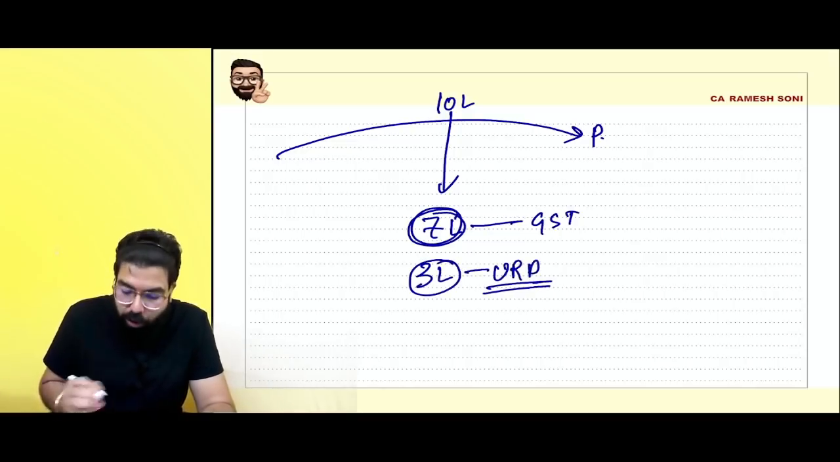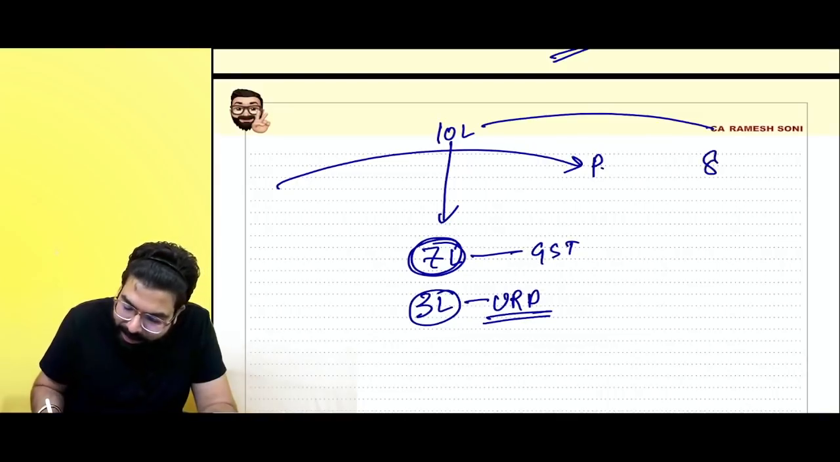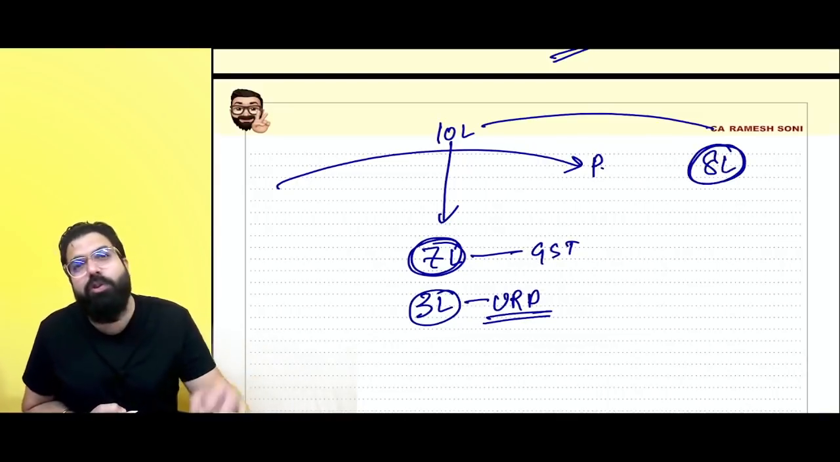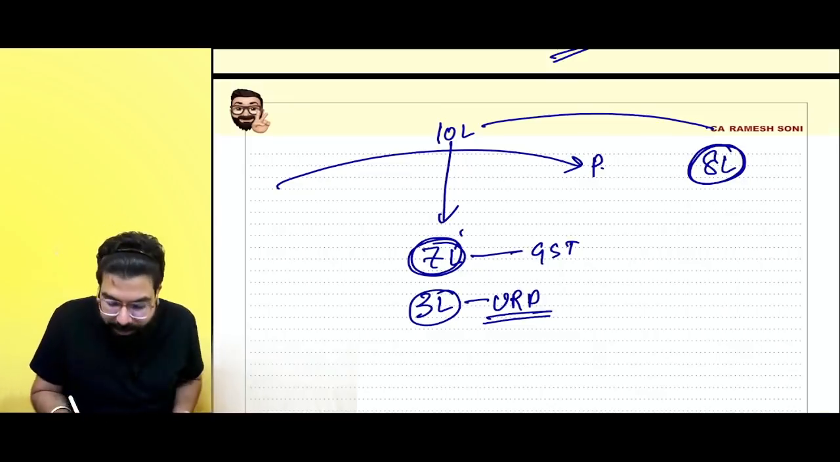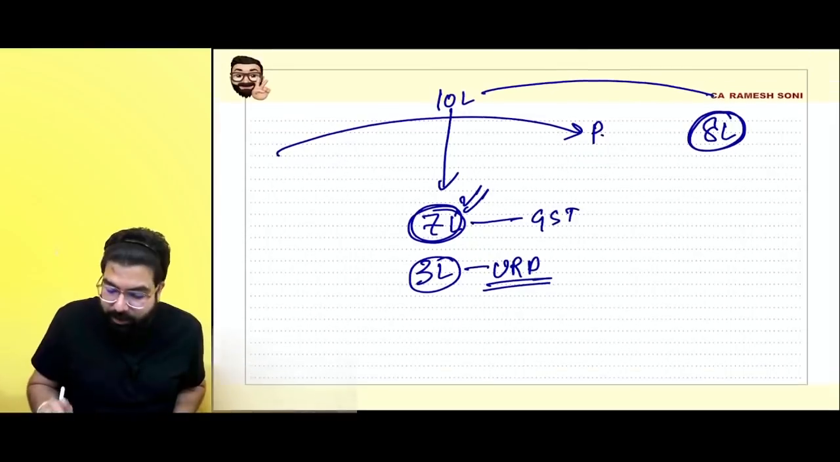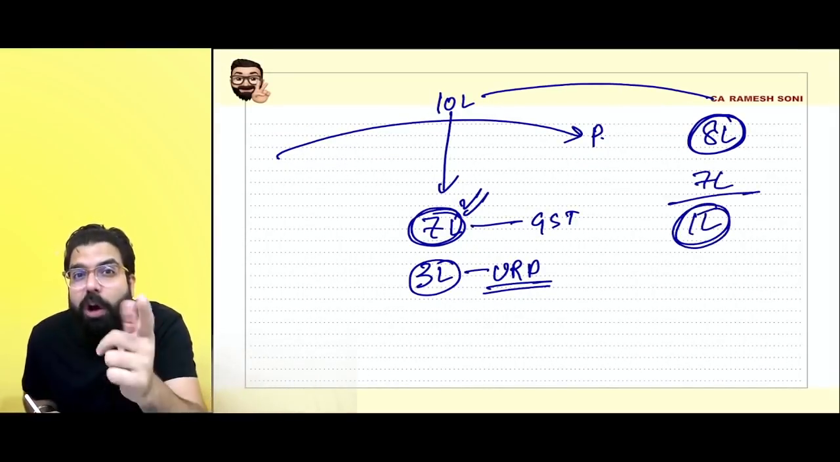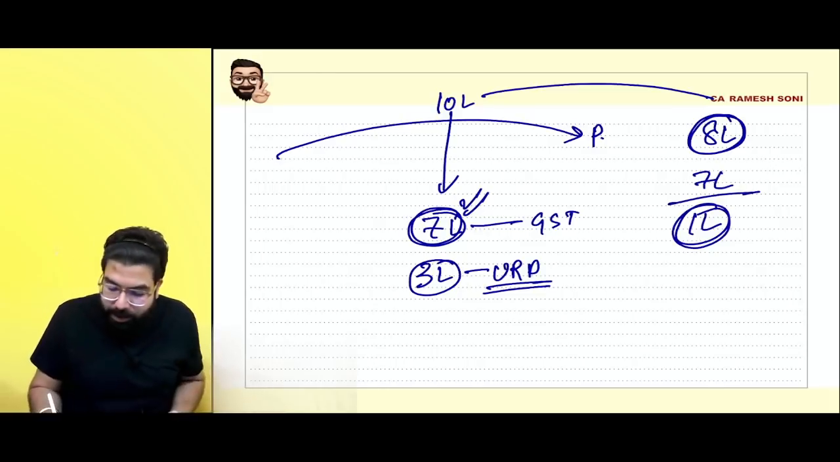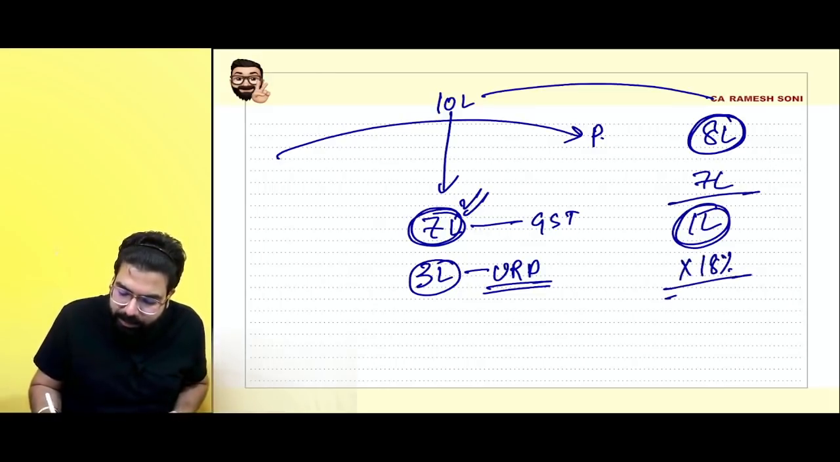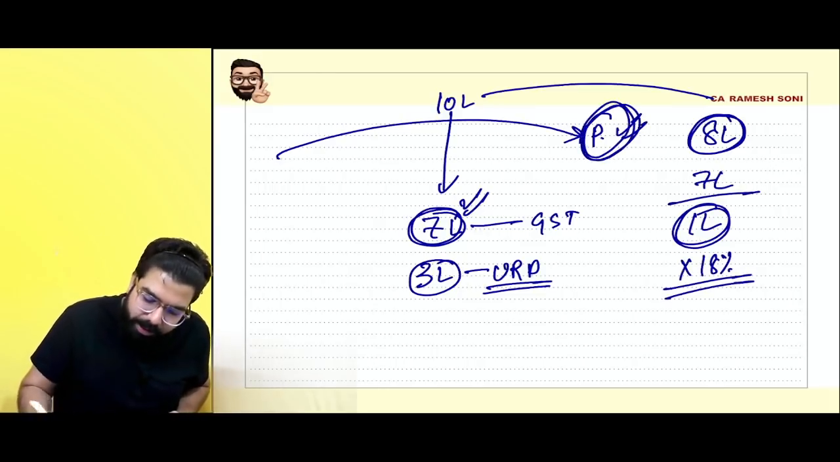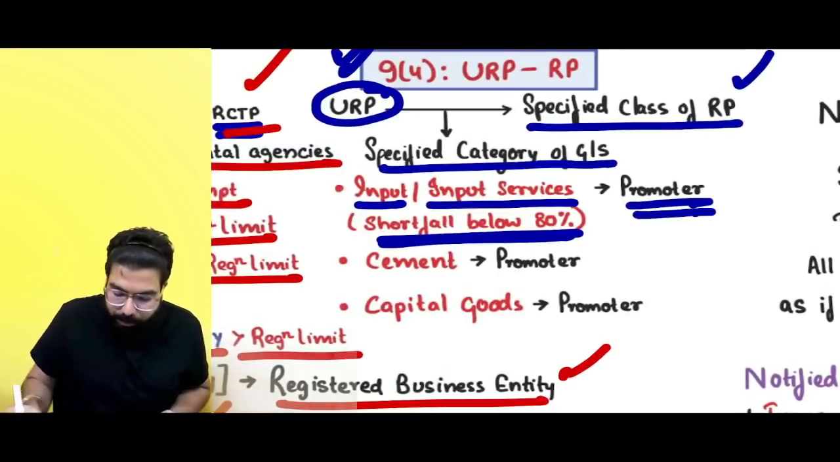Then they told Ramesh, out of 10 lakh, at least 8 lakh rupees worth of goods or services you should have taken from a registered person. But you have taken only 7 lakh worth of goods or services from a registered person. It means there is a 1 lakh shortfall below 80%. On that, you have to pay 18% GST as a promoter under the reverse charge mechanism. Done, sir. Point is clear.